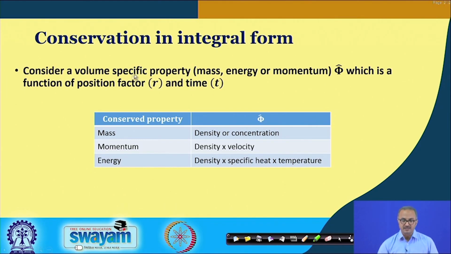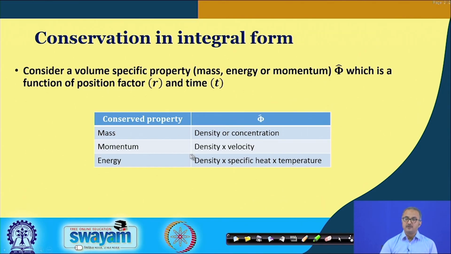Now again let us understand what we mean by volume specific property for mass, for energy and for momentum. Here we write in this table the conserved property and the corresponding value of phi hat. For mass it is the density or concentration. Density when we are talking of the whole mixture, and concentration when we talk of species by species. So it can be either density or concentration.